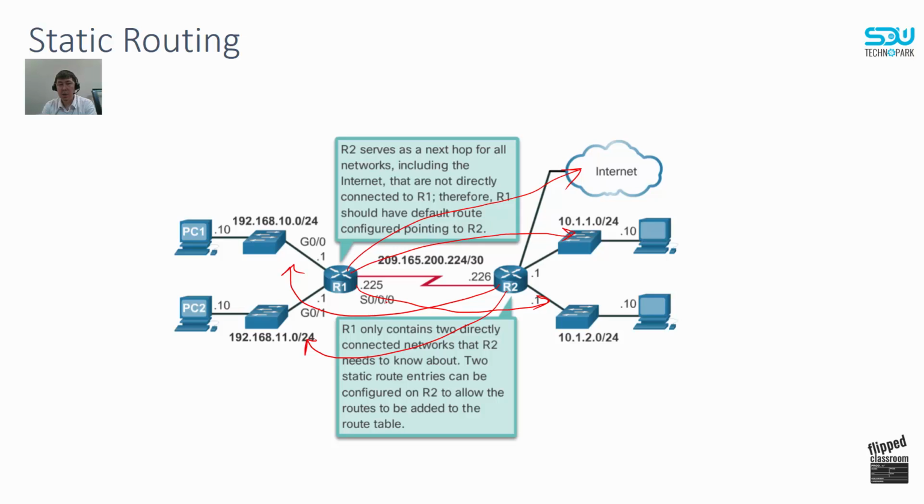In static routing, we provide all information about foreign networks manually. And if we have some changes in the network, then we have to reconfigure our static routing.